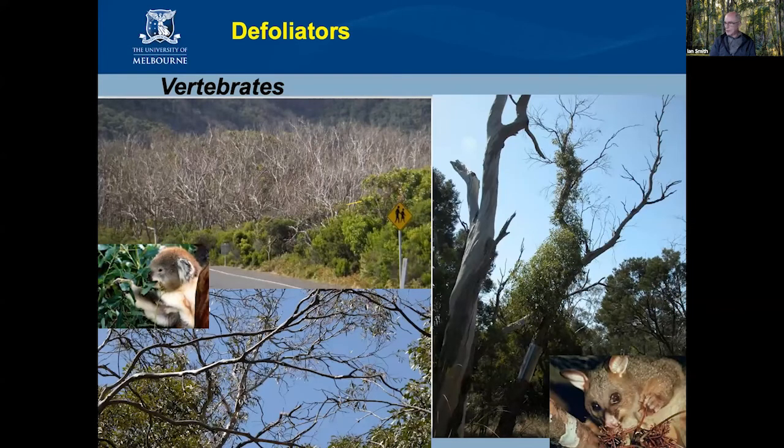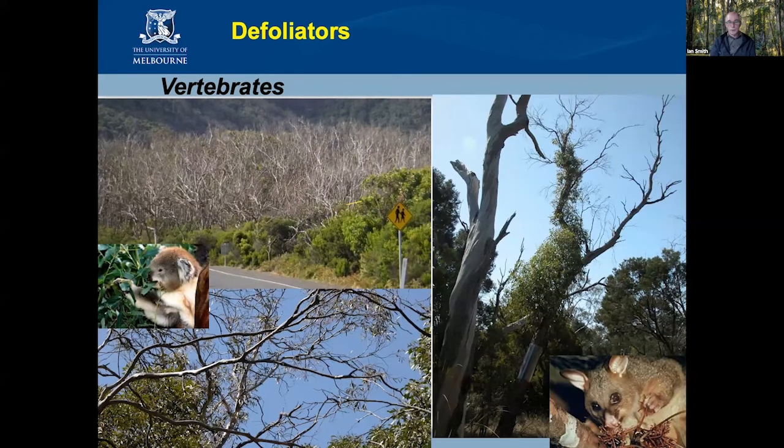I know we don't generally associate koalas with significant defoliation events, but in the Otway Ranges down near Gellibrand River, a large population boom of koalas resulted in the trees being defoliated, and quite a lot of them died.